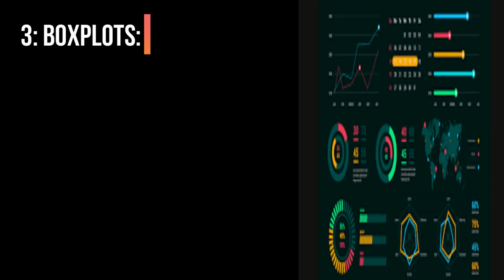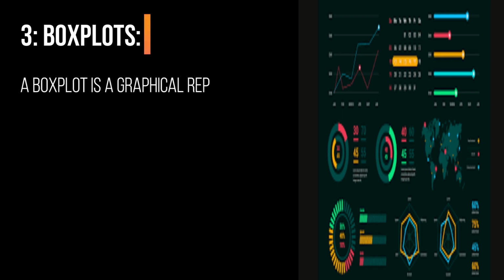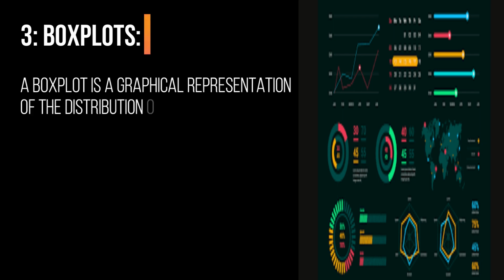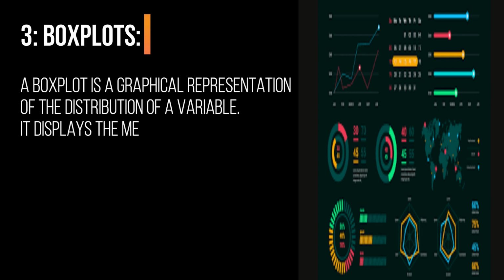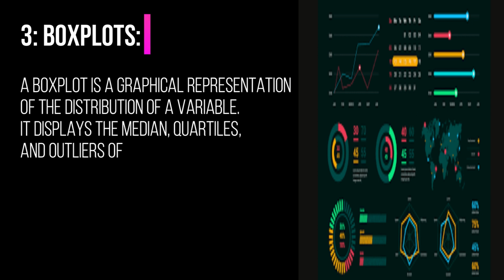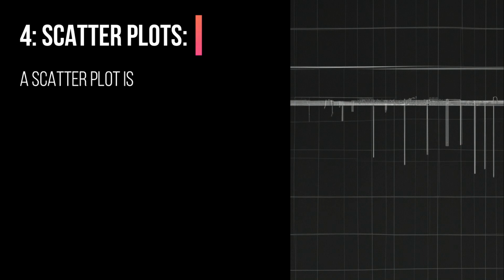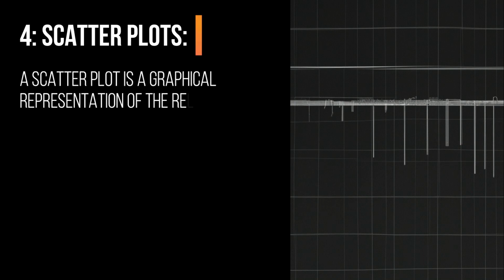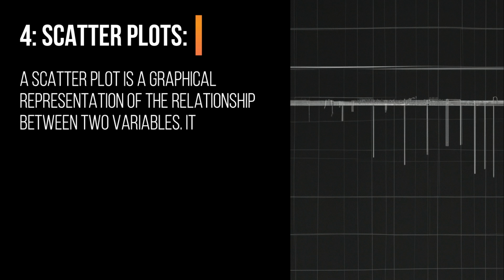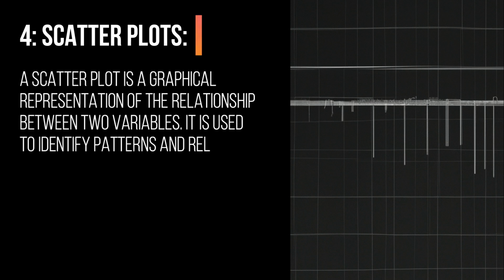3. Box plots. A box plot is a graphical representation of the distribution of a variable. It displays the median, quartiles, and outliers of the data. 4. Scatter plots. A scatter plot is a graphical representation of the relationship between two variables. It is used to identify patterns and relationships between variables.